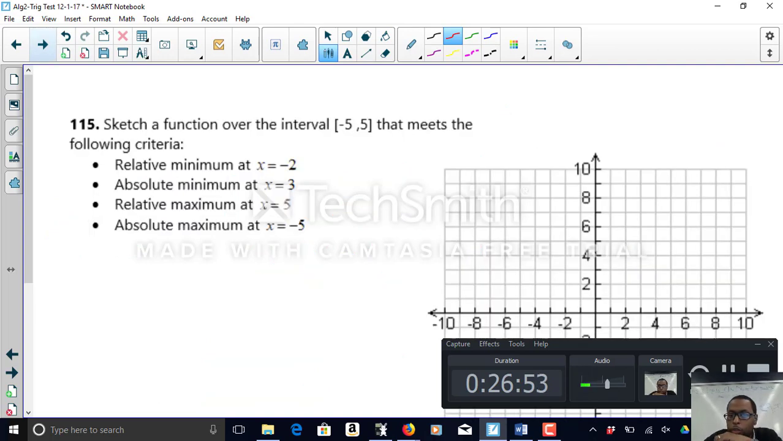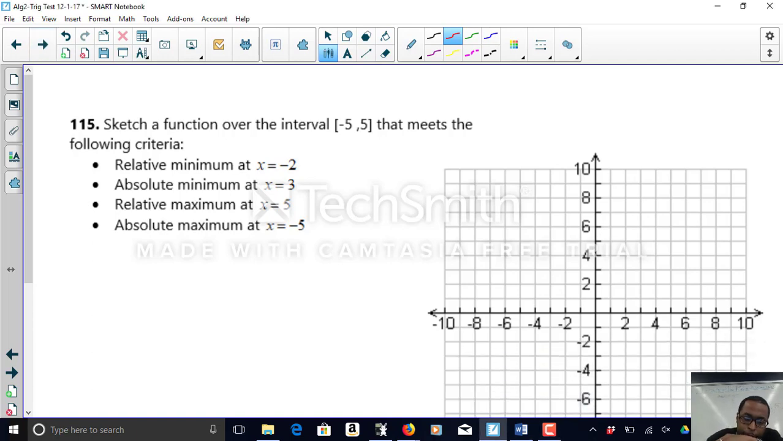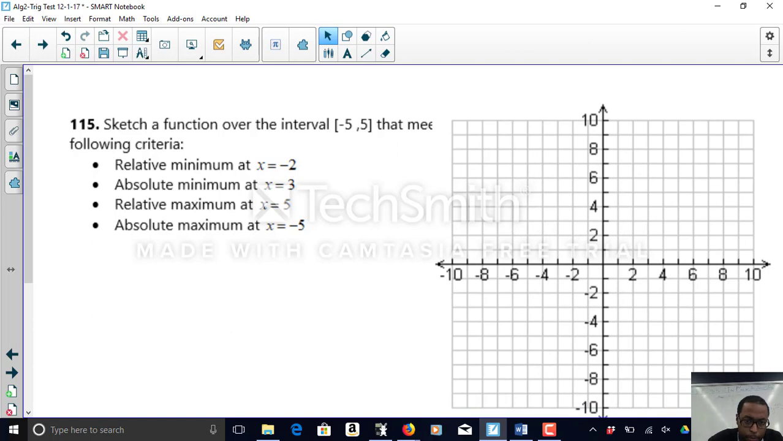Okay, sketch a function over the intervals that meet the following criteria. So we kind of talked a little bit about this previously. We kind of struggled with this as well, about relative maximum, absolute maximum. So I have a graph between negative 5 and 5. So my graph can't go past here, and it can't go past here. Okay. So relative minimum at negative 2. So relative minimum negative 2, my graph somehow has to go here. Has to go low here, okay?